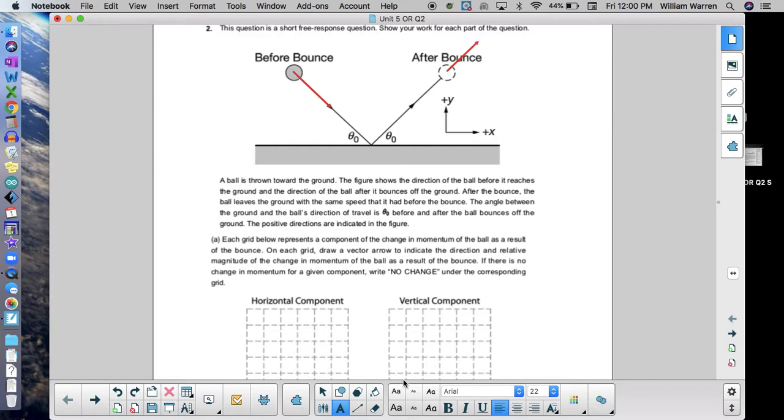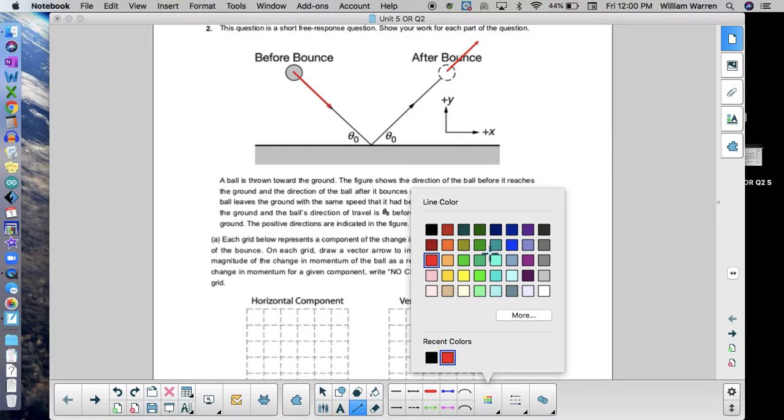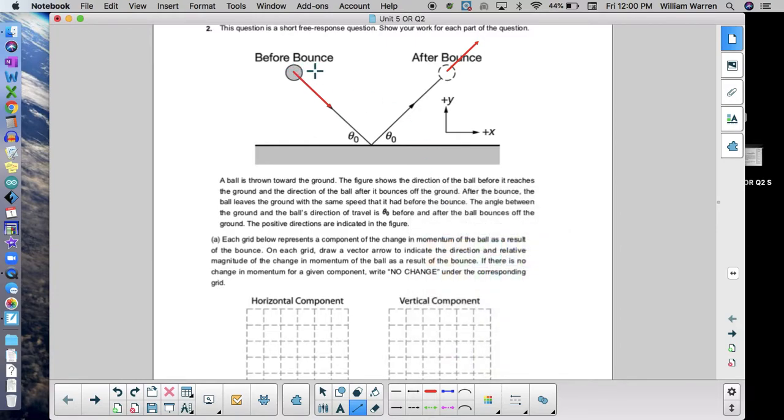This ball has, let me go to a different color here. Something beautiful like that, right? This ball has x-axis momentum, about like that. This ball has x-axis momentum, like that. How do those numbers compare?